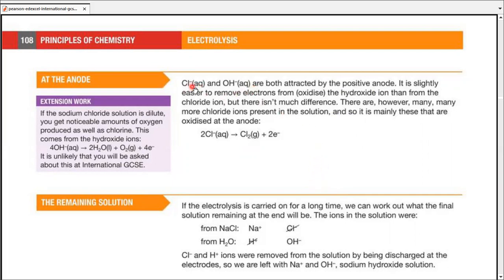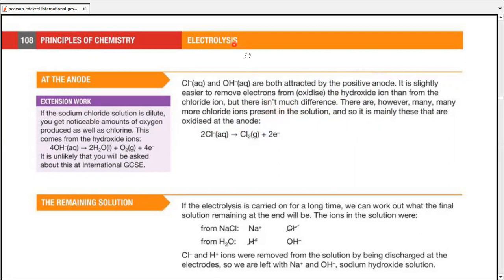So at the anode, chloride ions and hydroxide ions are both attracted by the positive anode. It is slightly easier to remove electrons from, or oxidize, the hydroxide ion than the chloride ion, but there isn't much difference. There are, however, many more chloride ions present in the solution. So it is mainly these that are oxidized at the anode.